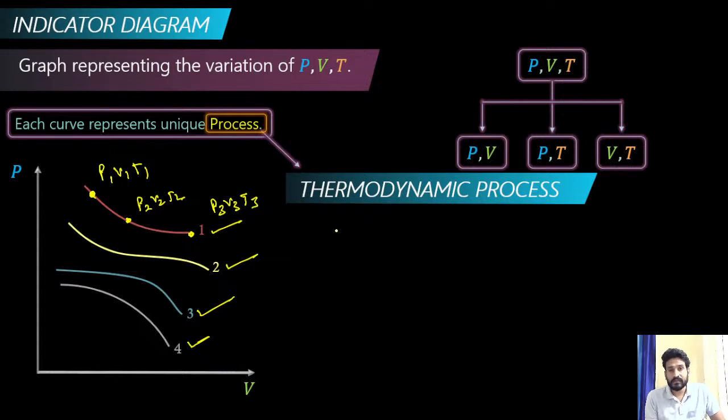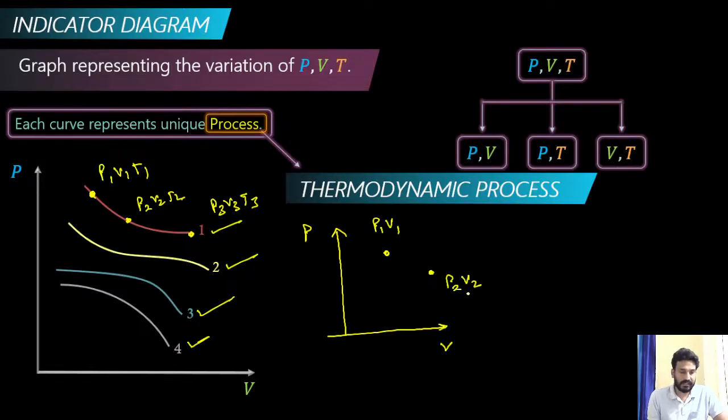Let's suppose this is my P and this is my V, right? This is any one state, here pressure is P1, V1. And this is another state, here it is P2, V2. Is it clear to you, right? So if we are moving from 1 to 2, this is my process. Is it clear to you?